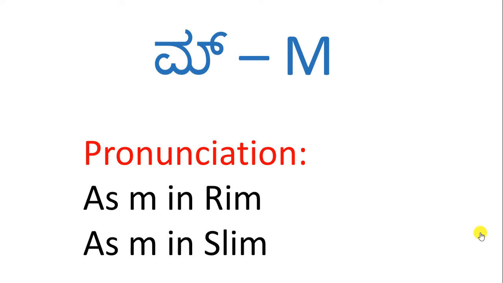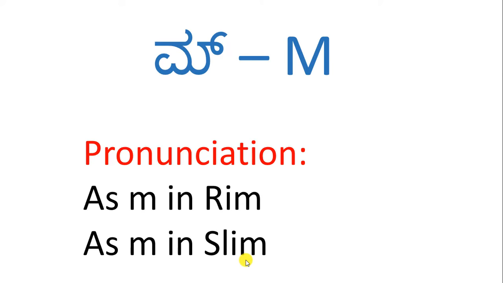The next root consonant is M. The way you pronounce this root consonant is as small m in rim, or as small m in slim. Rim without R and I would sound like M. Or without S, L and I, slim would sound like M. That is how it would sound.